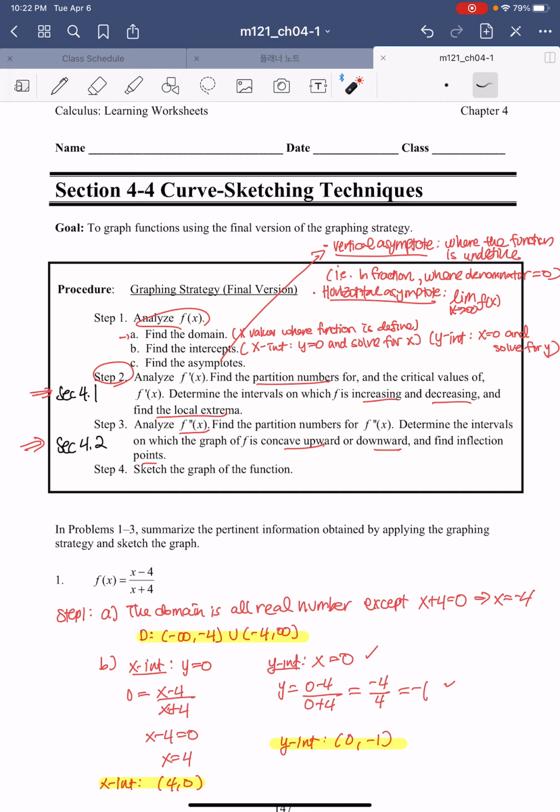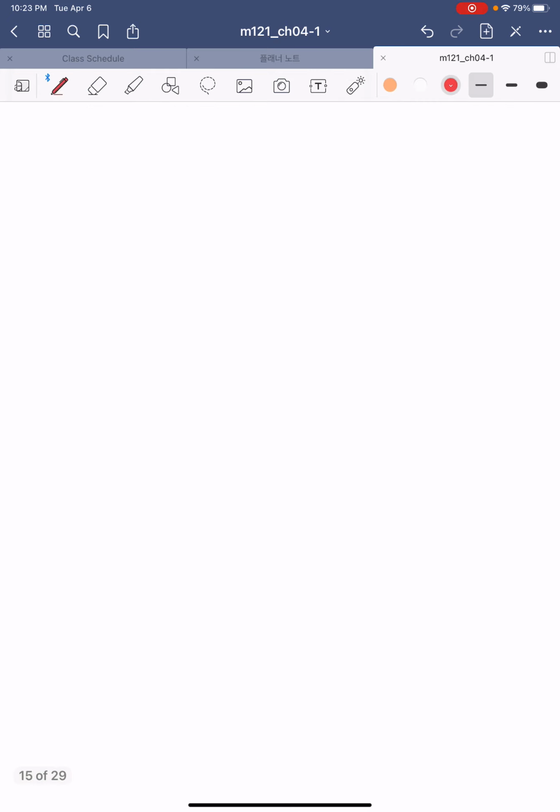Let's use the next page. Part C. Let's find the vertical asymptote first. The vertical asymptote is where the denominator equals 0. That's where the function is undefined. Our function was x minus 4 over x plus 4, which means the vertical asymptote is at x equals negative 4.